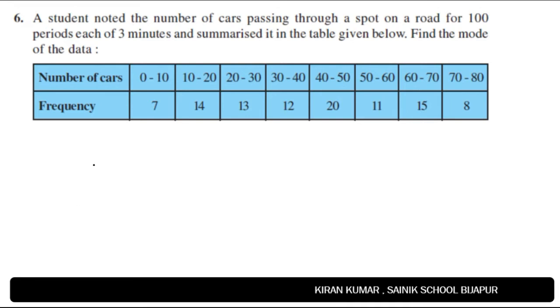Question number 6. A student noted the number of cars passing through a spot on a road for 100 periods, each of 3 minutes, and summarized it in the table given below. Find the mode of the given data. The number of cars are given as class intervals and the respective frequencies are mentioned here. To find the mode, identify the maximum frequency. So the modal class is 40 to 50.